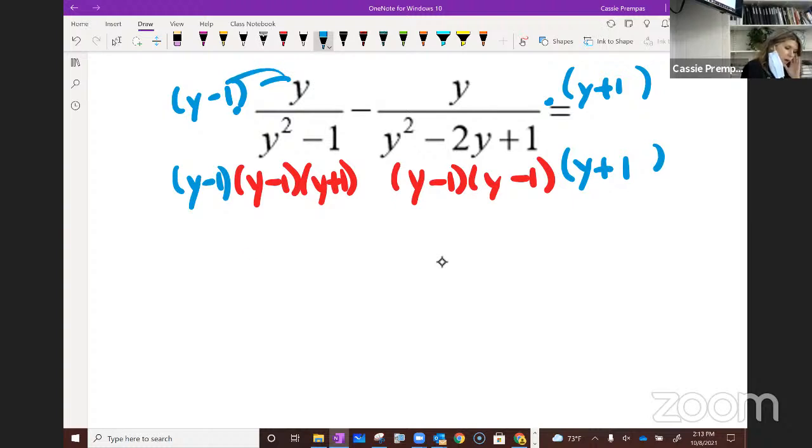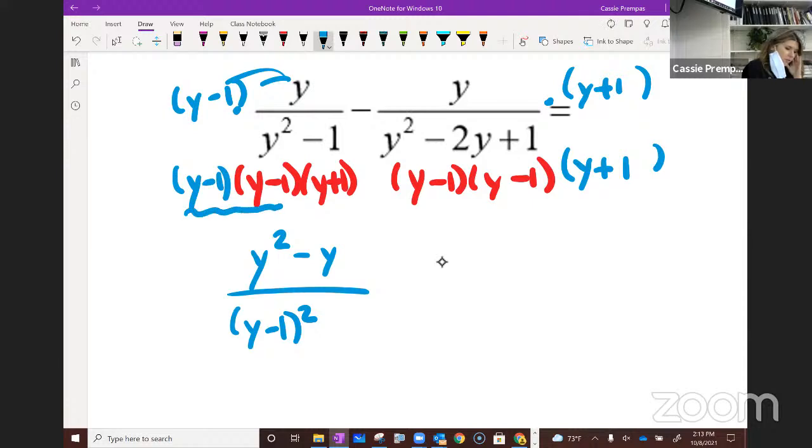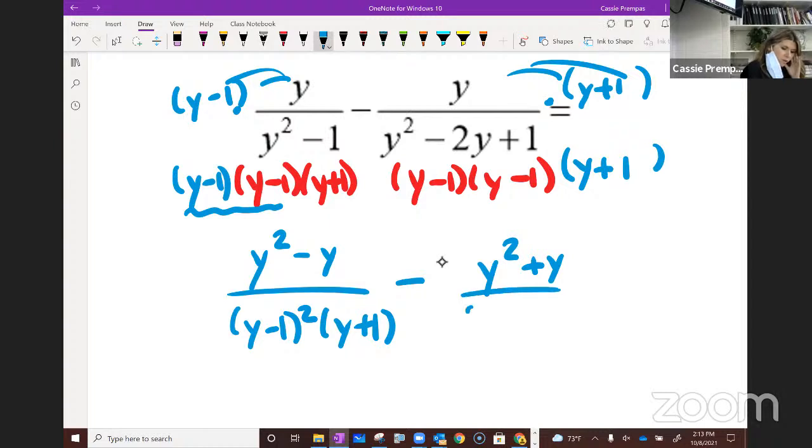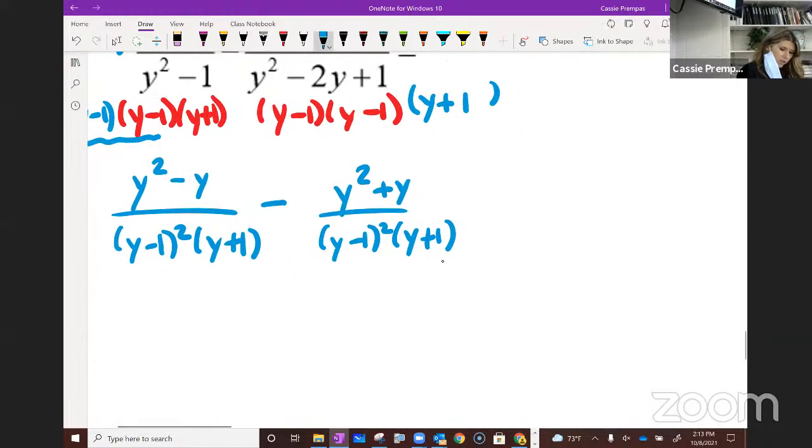So we distribute the y. In this first fraction, we have y squared minus y over y minus 1 squared times y plus 1. And then I have minus, and I'm going to distribute the y here, y squared plus y over y minus 1 squared times y plus 1. This is tricky. What do I have to do with this negative? Nice, distribute. A lot of things will cancel.